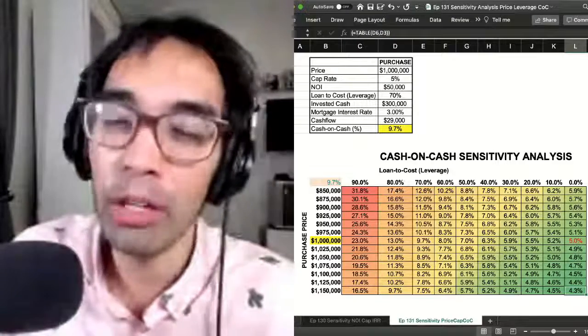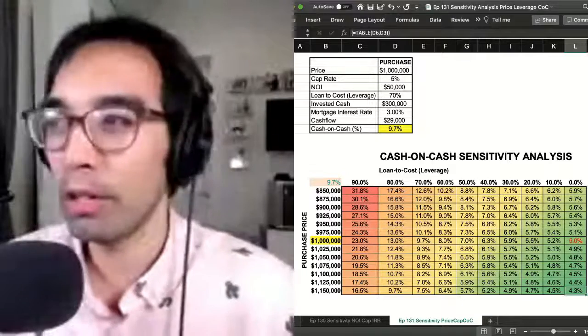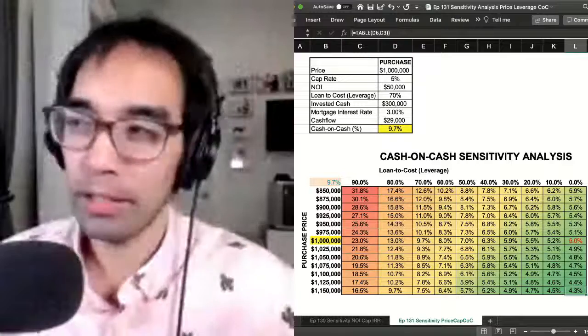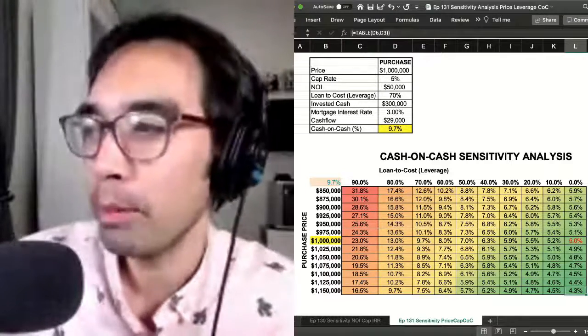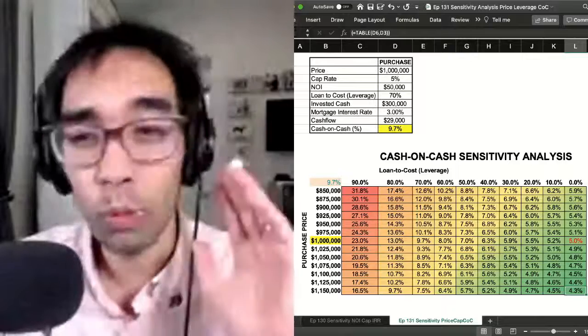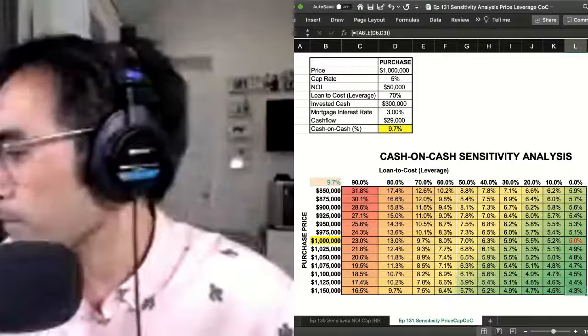That's how you can think about what price you can buy something for and how much leverage you'll need. This is just one of many things to look at, but it's nice to be able to see that very readily, because cash on cash is one of the most important things you need to look for when analyzing an asset.